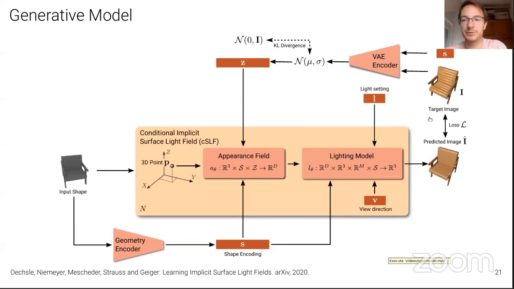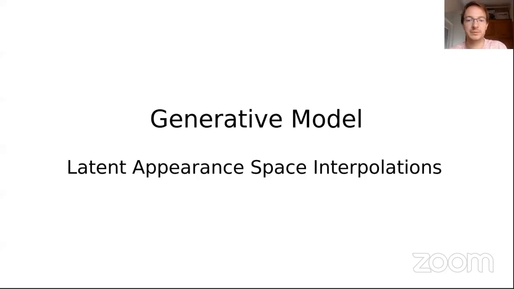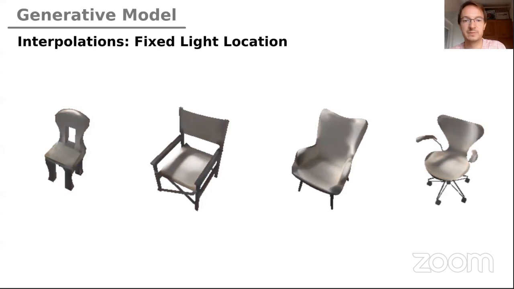And finally, we can also use our model as a generative model. In this case, we're using a variational autoencoder-like setting where we take the target image, encode it using an encoder, and then decode it again using our model. Then we can, of course, sample new appearances from our model. And here are some results for latent appearance space interpolation. You can see the light location is fixed, but the appearance changes.